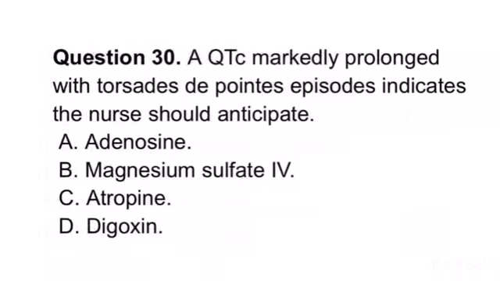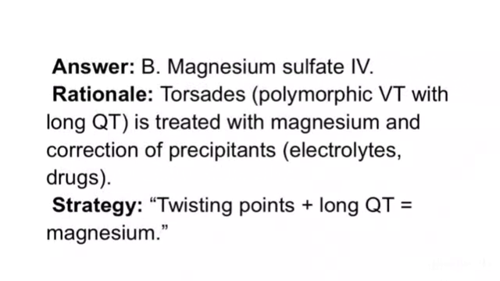Question 30. A QTc markedly prolonged with torsades de pointes episodes indicates the nurse should anticipate A. Adenosine. B. Magnesium sulfate IV. C. Atropine. D. Digoxin. Answer: B. Magnesium sulfate IV.